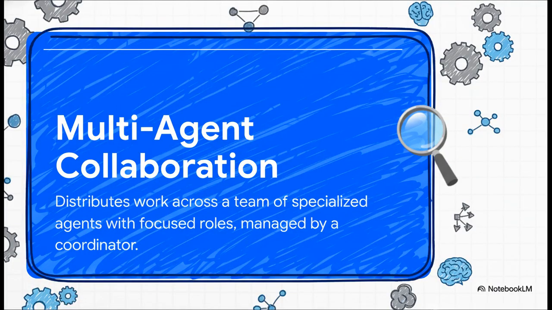So instead of trying to build one single genius agent that knows how to do everything, this pattern creates a whole team of specialists. You have a manager agent that acts like a coordinator, and it routes tasks to the right specialist. For instance, a research agent might pass its findings to an analysis agent, who then sends its summary to a report writing agent.